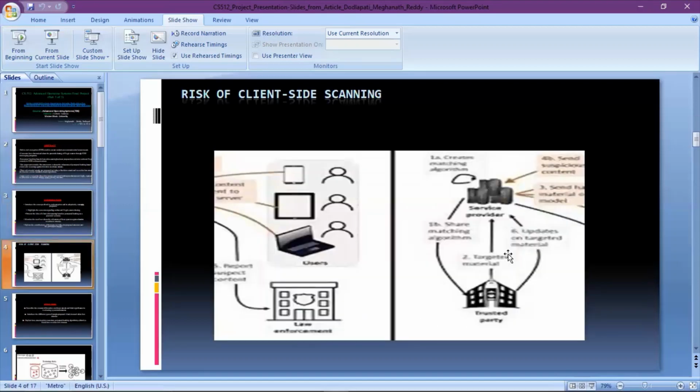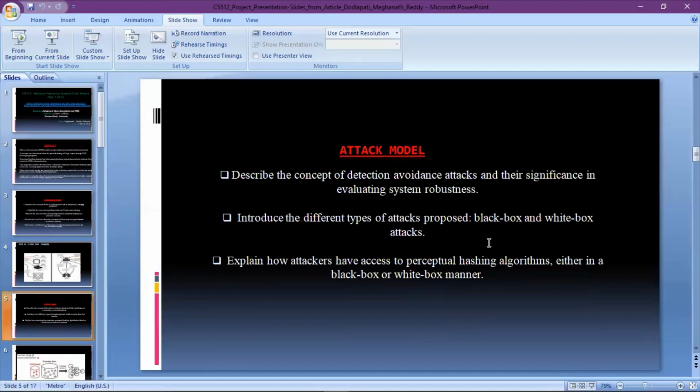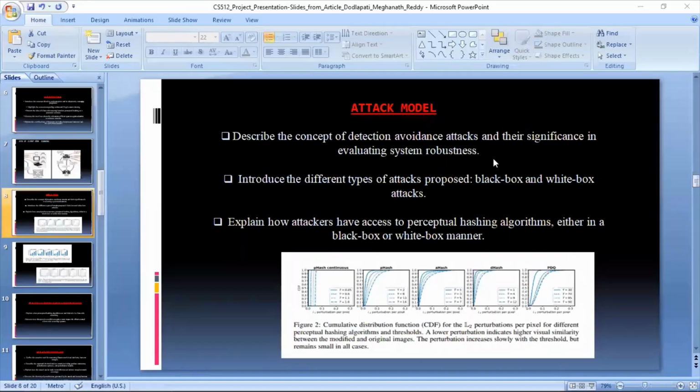So this is the image. Coming to the attack model of this article, the paper talks about detection avoidance attacks. These are sneaky tricks people might use to avoid being caught by the system while sharing things they shouldn't. It's really important to know how good our systems are at catching these tricks. That's how we can tell if they're robust or strong.